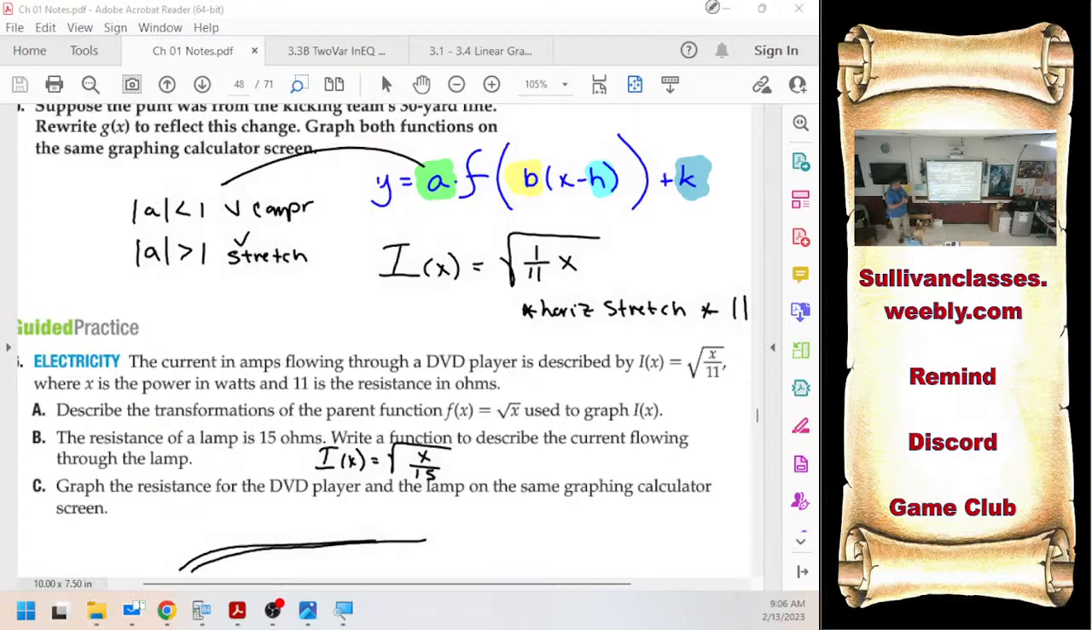Okay, a little bit of cross-curricular stuff here. Do you remember the difference between resistance and current? Current is in amps. What is current? Come on, y'all took physical science. What's current?